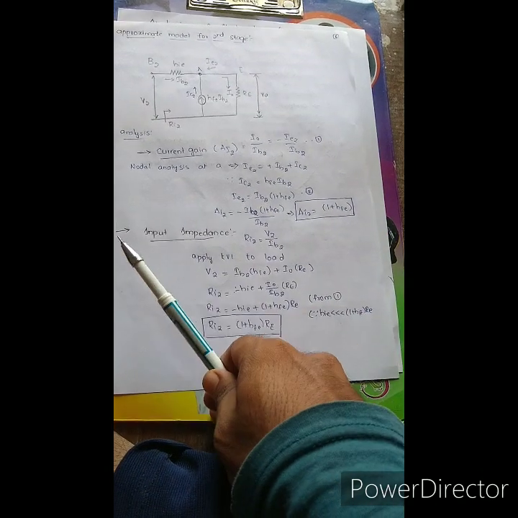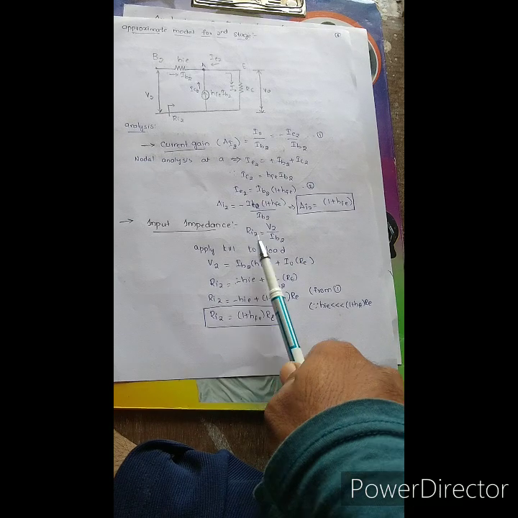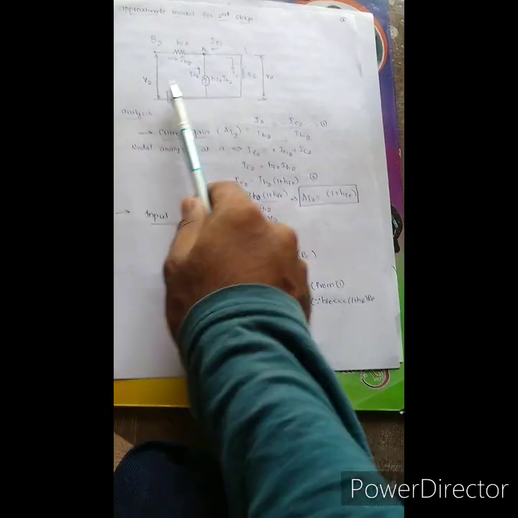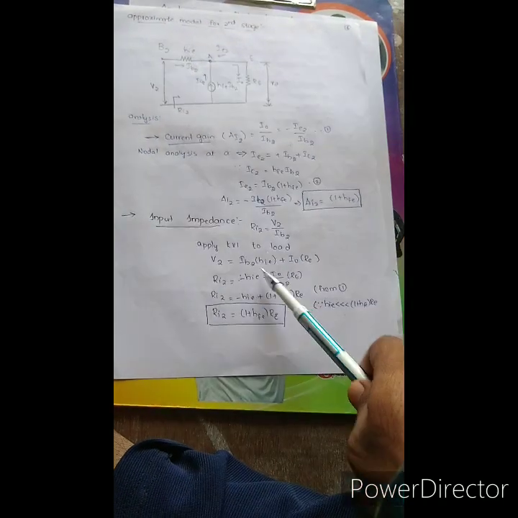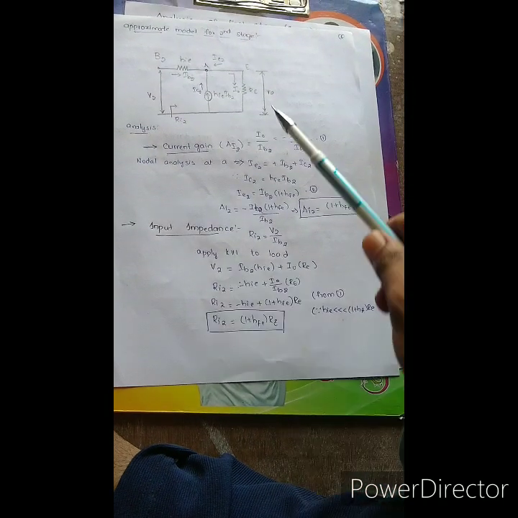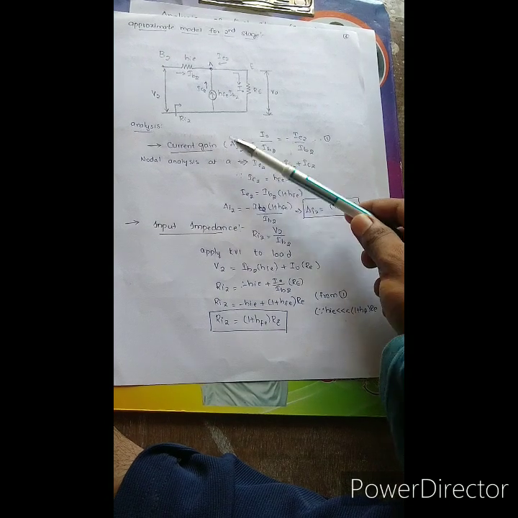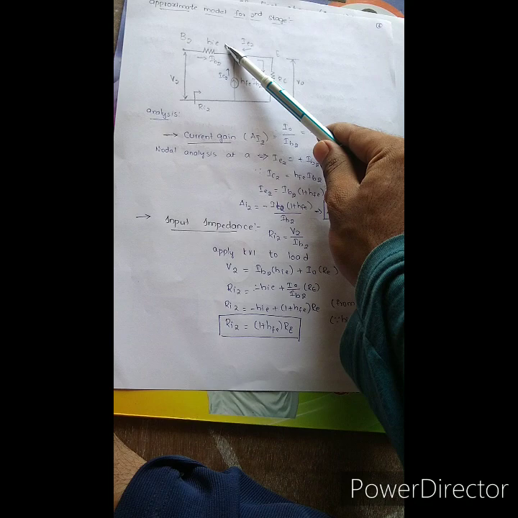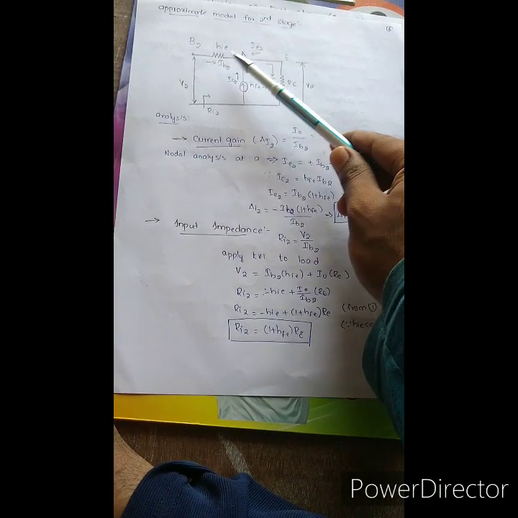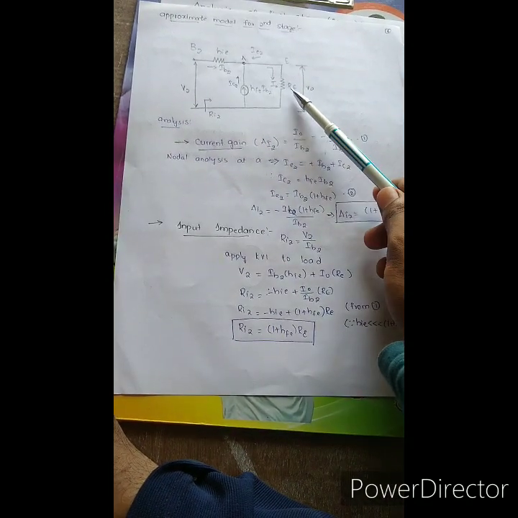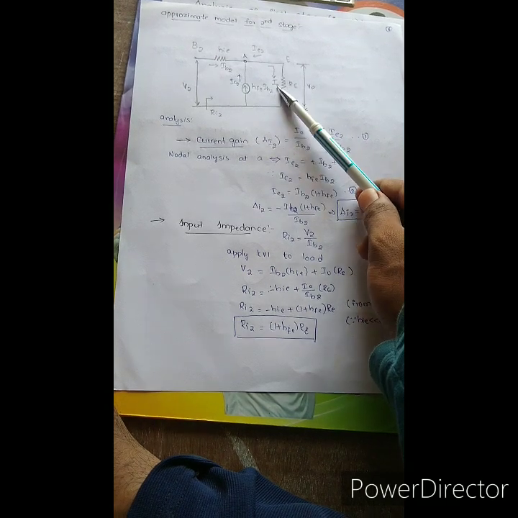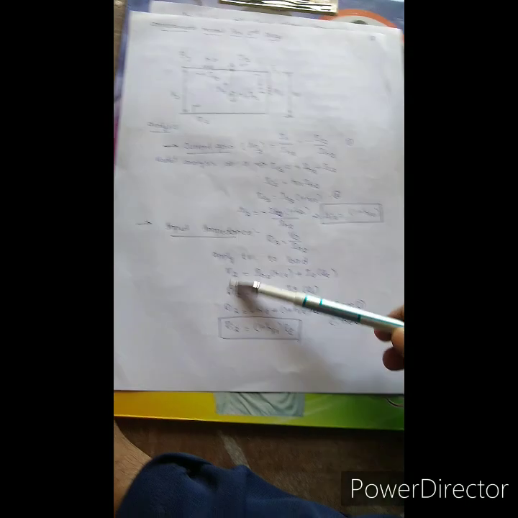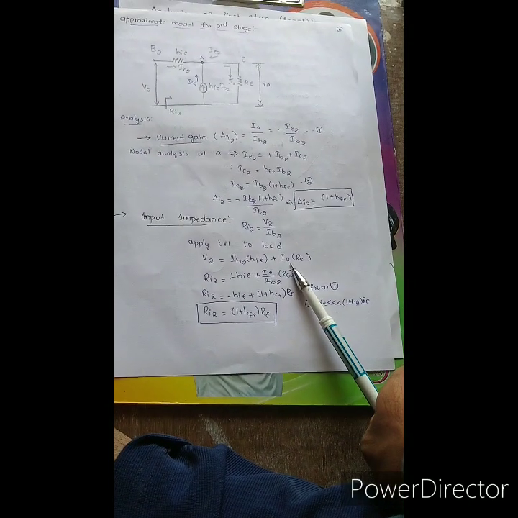Again we calculate the input impedance. RI2 equal to V2 by IB2. Input impedance is V2 by IB2; voltage by current is the impedance. So apply KVL to the load. To the load KVL is applied. V2 equal to IB2 into HIE, friends. Current into resistance is the voltage: IB2 into HIE. Next, I0 into RE. We have only two currents, I0 and IB2, multiplied with the resistances. So V2 is equal to this value, friends.